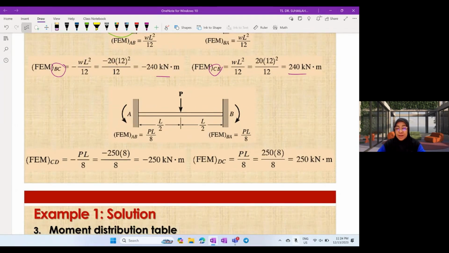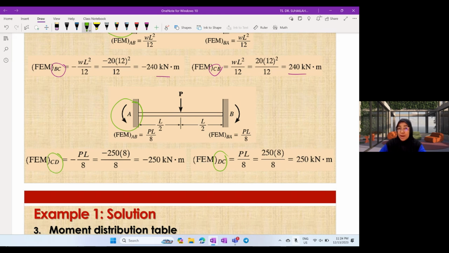And next one, again we use the formula. It is PL over 8 for point load at the center. It is member CD. So FEM CD, FEM DC. So one negative, one positive. This is negative. Negative 250 and 250. Okay, so there are four values.